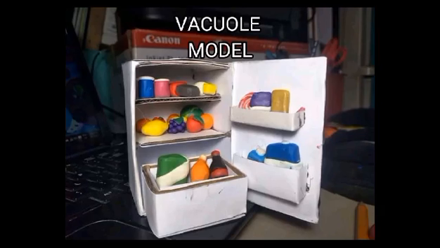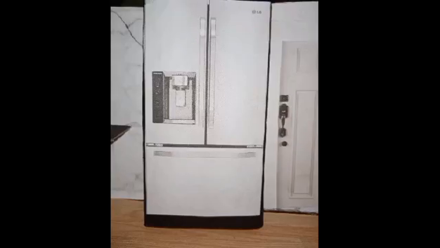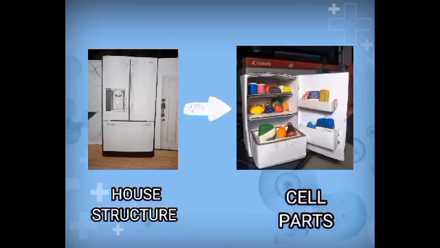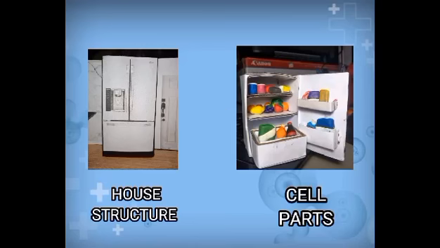A vacuole is a cell structure in both animal and plant cells which stores nutrients, water, and enzymes, and a refrigerator is a great representation of this cell organelle. Just like a vacuole, a refrigerator is used to store food, water, and so many things that we can use in everyday life.